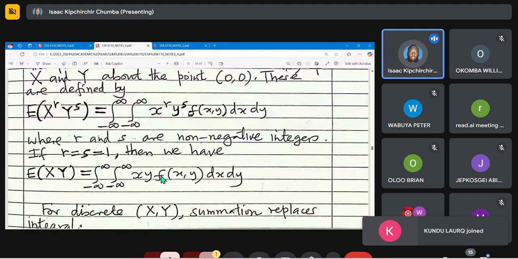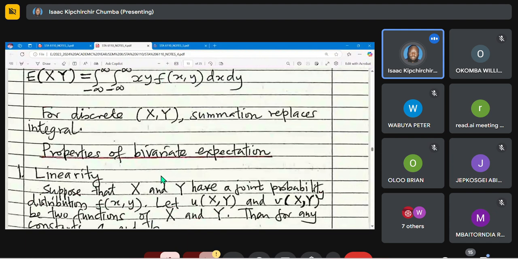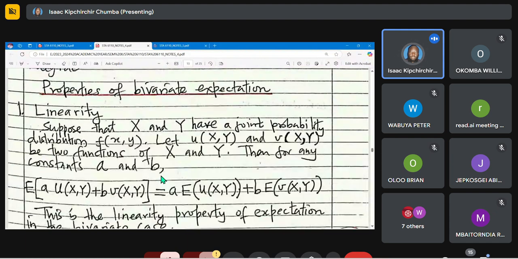Now, properties of bivariate expectation. Remember we also studied properties of expectation when dealing with univariate, just a single random variable. We also have similar properties here. One, linearity. Suppose that x and y have a joint probability distribution f of x, y. Suppose we have defined a function of x and y, which is a random variable, call it u. And then we have defined another function v, which is a function of x and y. So there are two functions of the two random variables. The functions are u and v.